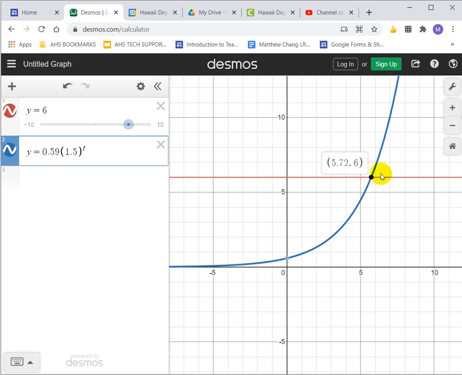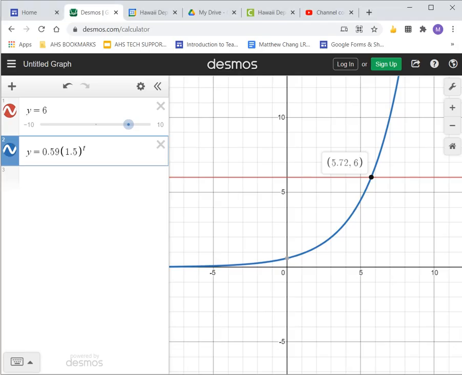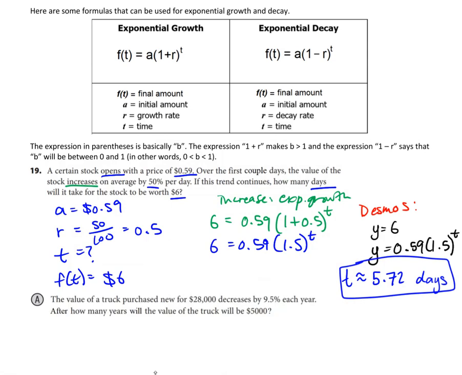Okay, so the intersection point here says that, well, if t equals 5.72, then y is going to equal 6. And that's basically how we can answer this question. Okay, if we round to the nearest hundredth, this means t is going to be approximately 5.72 days. And that's generally how you would solve something like that, if that makes sense. Okay? So let's go ahead and look at another example.